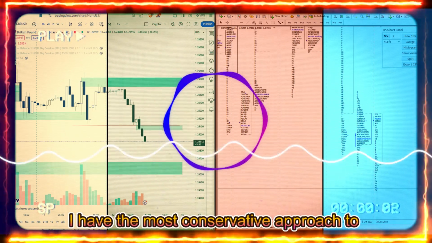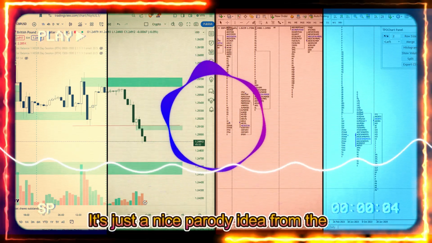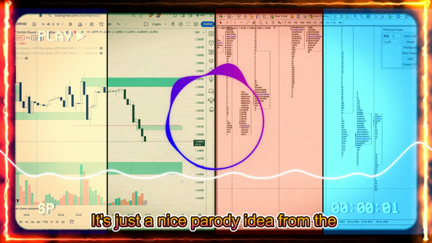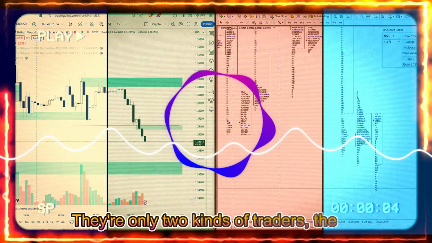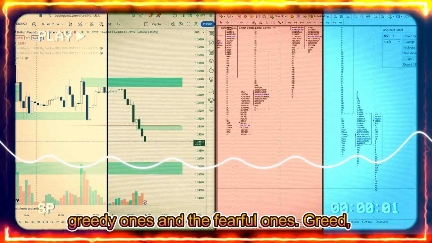I have the most conservative approach to trading. It's just a nice parody idea from the Gordon Gekko mantra. There are only two kinds of traders, the greedy ones and the fearful ones. Greed, for lack of a better word, is good. Greed is right. Greed works.